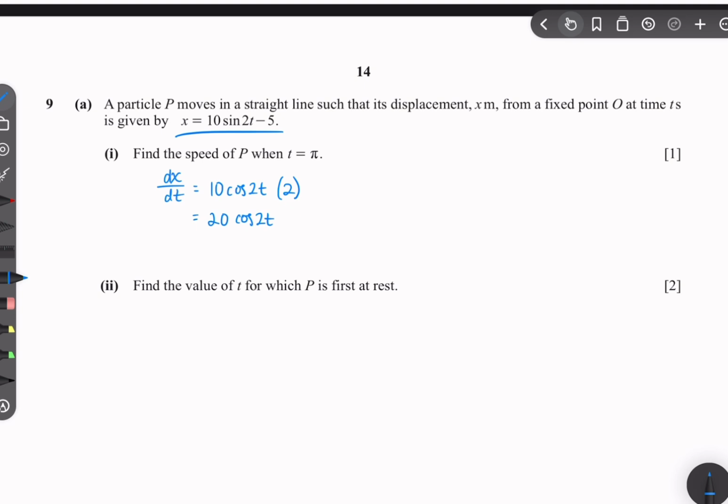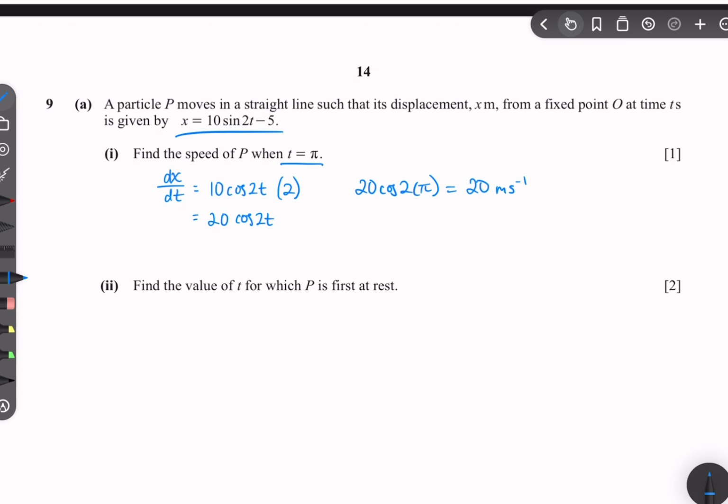And we want speed when t is equal to pi. So we just sub this in. And then it should be 20 meters per second. And for this question, remember to change your calculator to radian mode. If not, you'll get a different answer if you're in degrees.